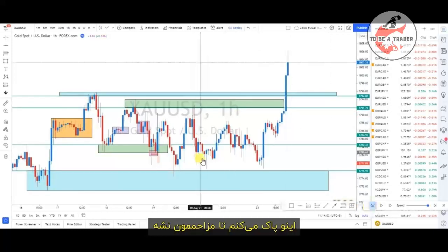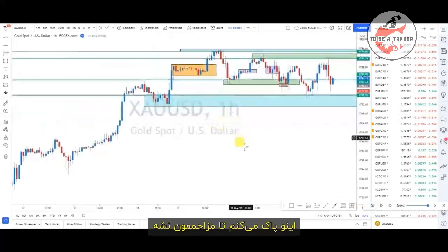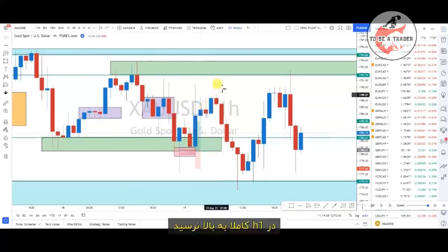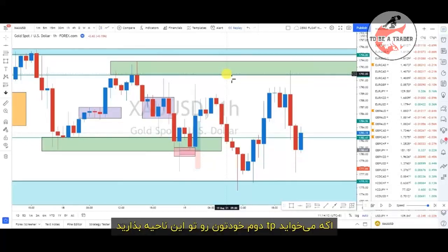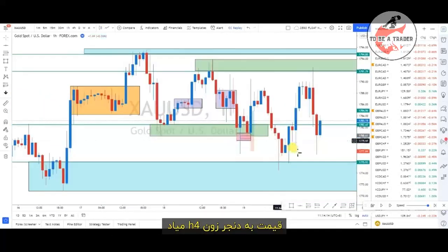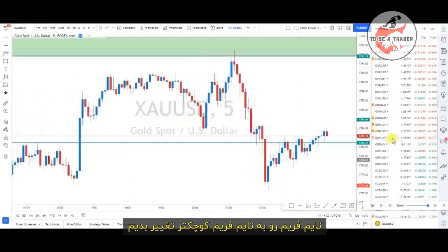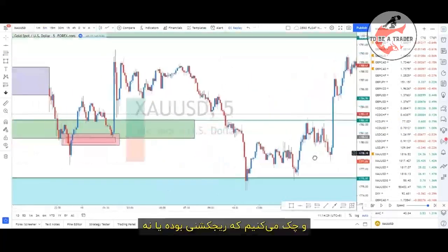I'm gonna delete all this so that it doesn't disturb us. Okay, so on H1, it comes out. Okay, it didn't touch all the way up here. If you want to put your second TP over this area, the price comes into the H4 danger zone. So when price comes into this H4 danger zone, what we should do is change to the low time frame, which is the M5 time frame, and then check if there is any rejection.